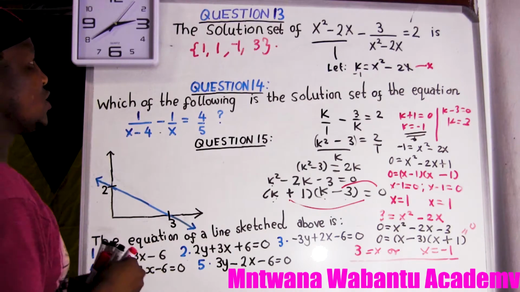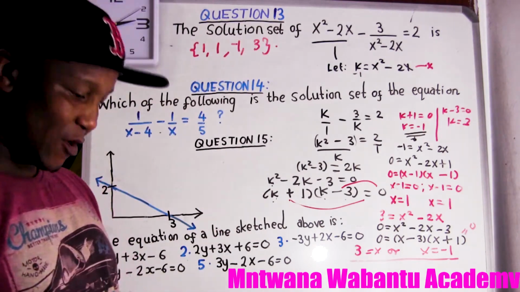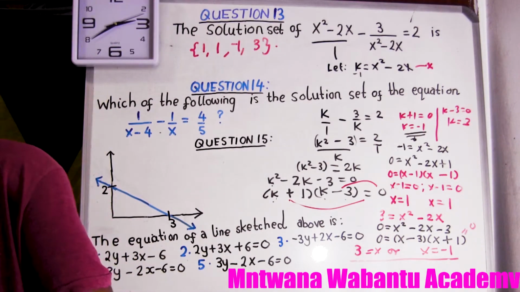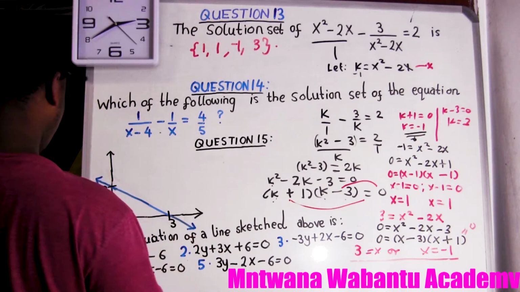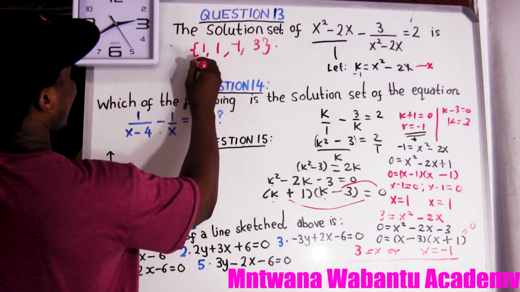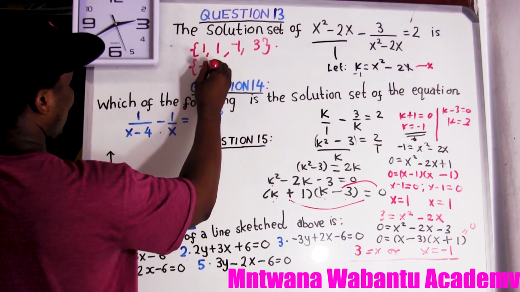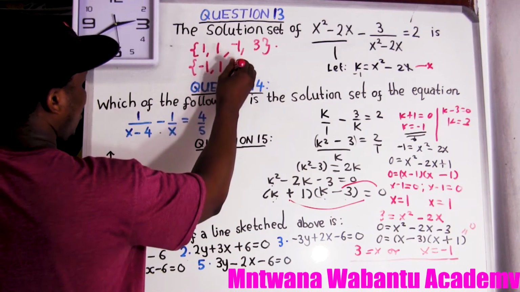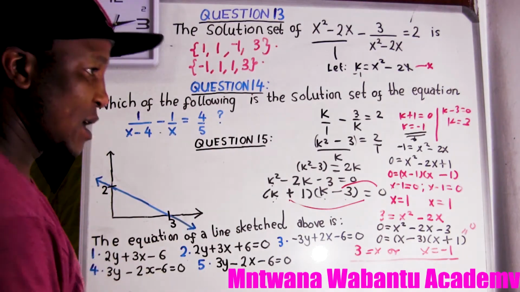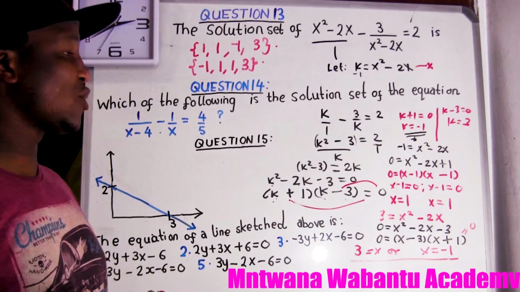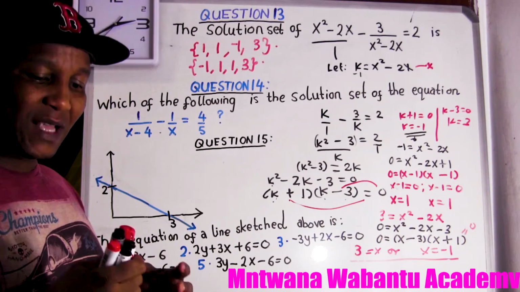What you can do is rearrange this in the right order. Let me get my pen here quick. When you arrange in the right order, start with negative 1, 1, 1, and then 3. And on top of that, it's very important that you test, so you know which is the actual solution set.